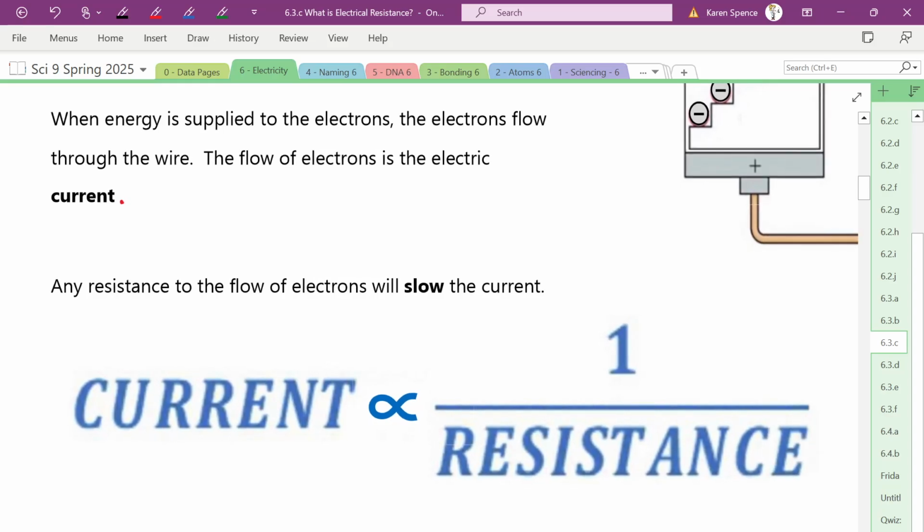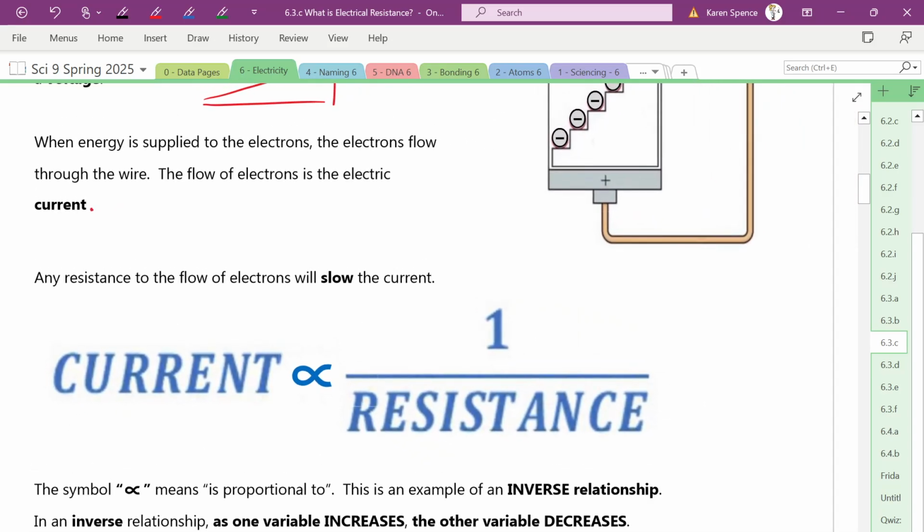Any resistance to the flow of the electrons will slow the current. So current, this little symbol here, may or may not be new to you. It means is proportional to. And if you want to draw that yourself, it is like an elongated fish. Okay? It's an elongated fish.